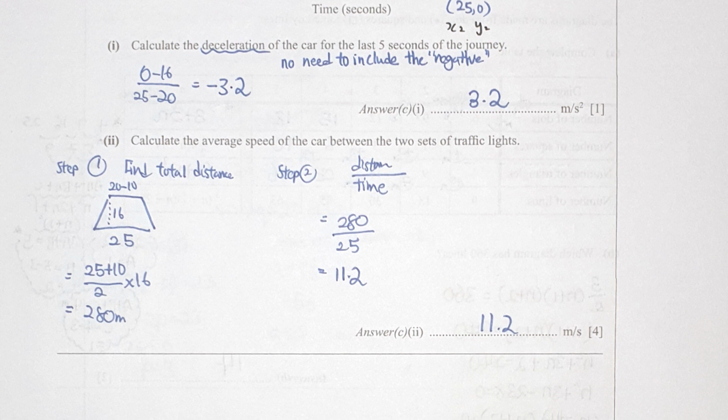Section 2, calculate the average speed of the car between two sets of traffic lights. Okay, so first identify the total distance. By using the trapezium formula, the base is actually 25, the top is actually 10. Add these two up, divide by 2, multiply by 16, you will get 280 meters. So step 2, for the average speed, simply take total distance over total time. The total distance is 280 meters and the total time is 25 seconds. So your final result, 11.2 meters per second.